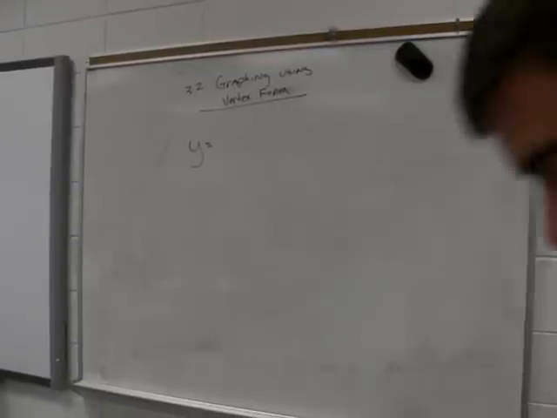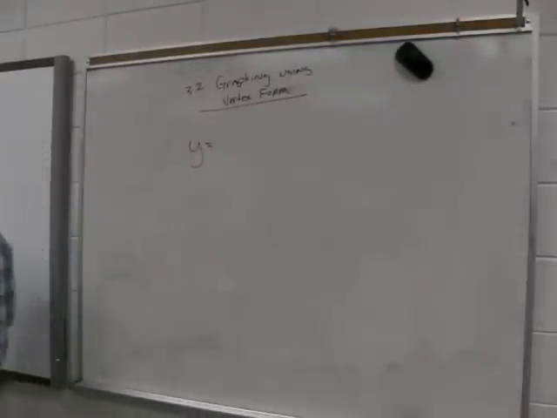All right, here we go. This is section 3.2. We're graphing quadratics using vertex form. We just got done talking about standard form. In standard form, we had to use the formula negative b over 2a.